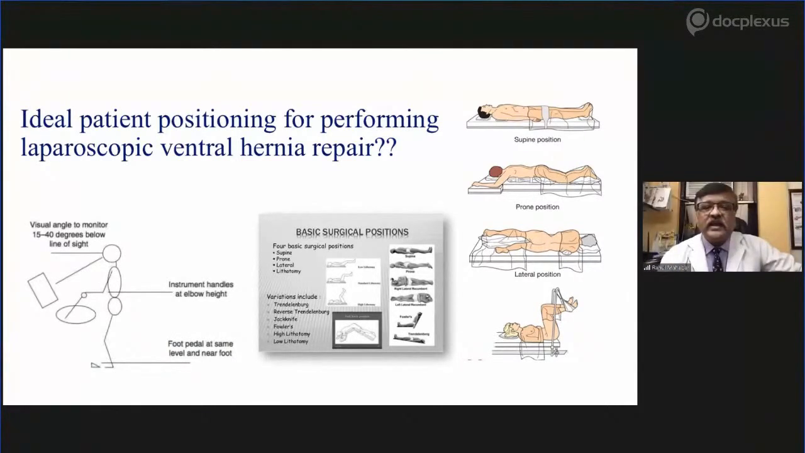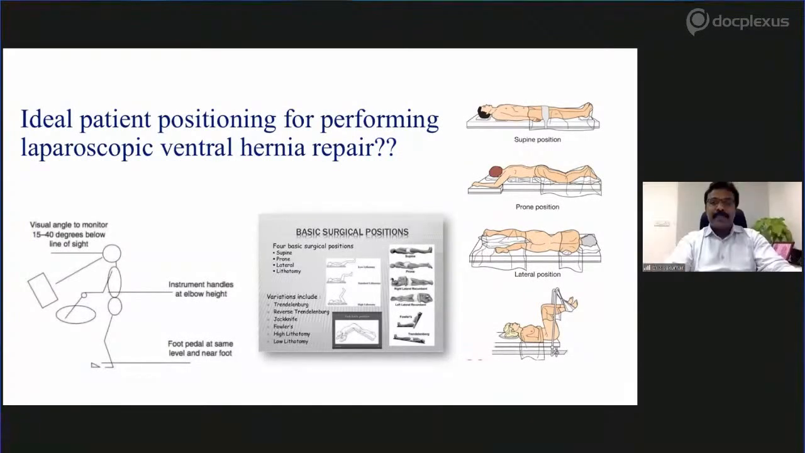Can I share the screen just for the showing this position? Please, sir. Just 1 minute. Yeah.